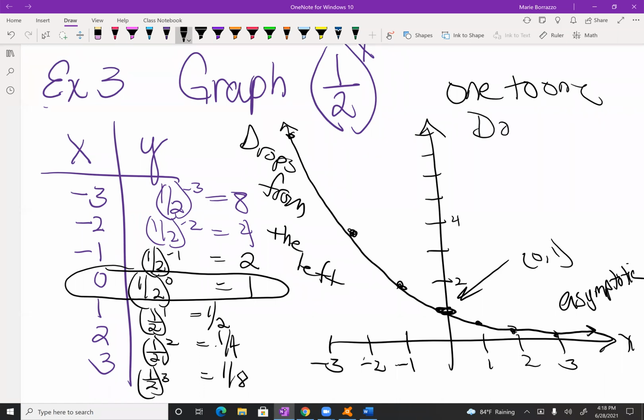The domain and range do not change. The domain is still -infinity to +infinity. The range is still from 0 to, in this case, infinity, because it's coming from +infinity up here.